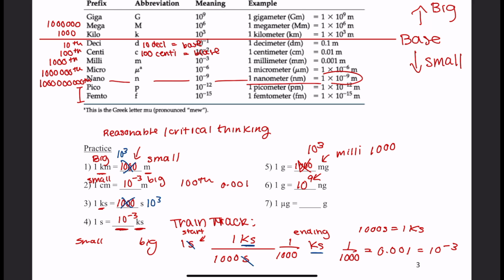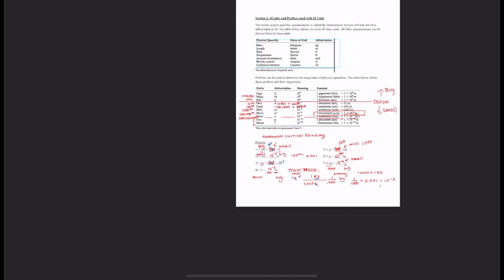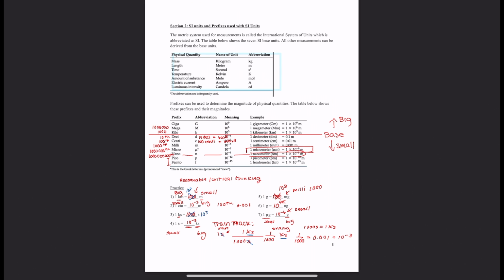And this is micro, so it's going from small to big. So our number here is going to be very small. And here it gives us that 1 microgram equals 10 to the negative 6 gram. And that is it for this unit.